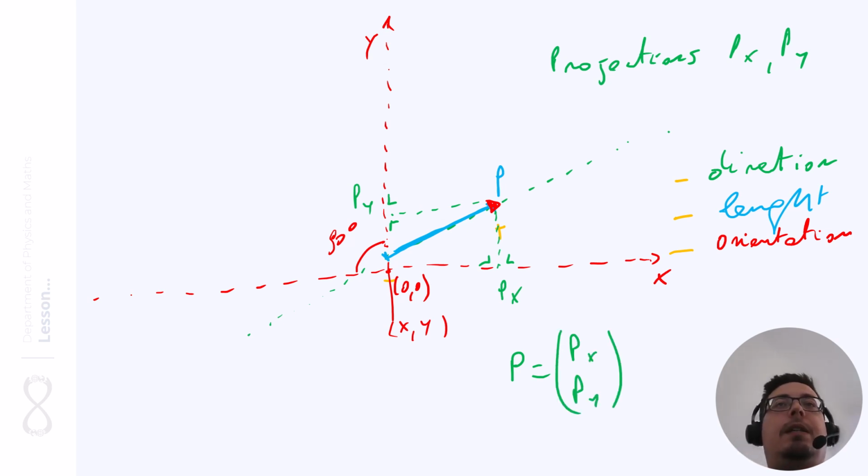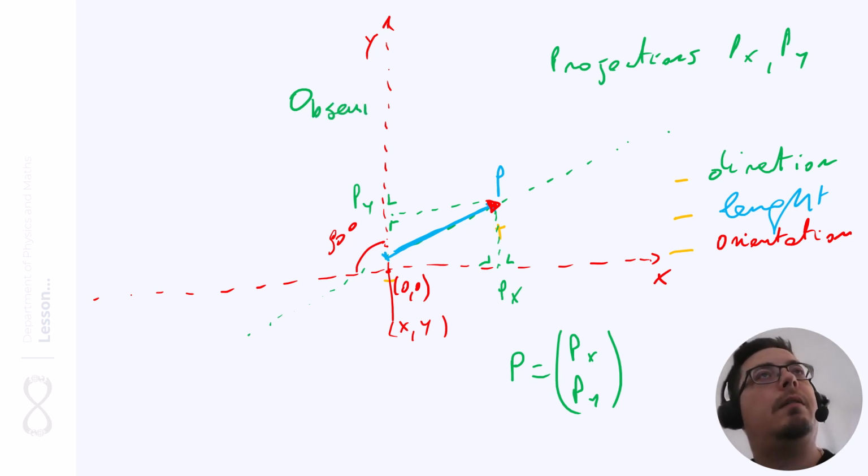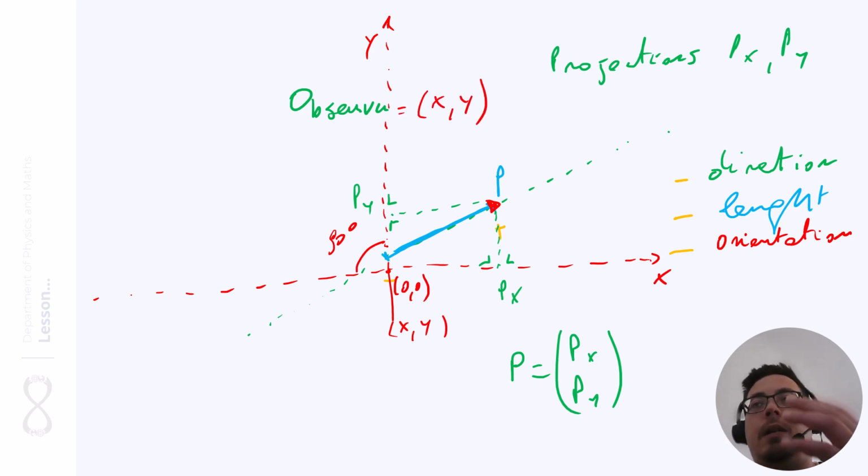But of course, this depends on the observer, because the observer chooses two preferential directions, x and y. It's very natural: when you walk around, you give directions depending on where you are. Up and down, left and right depend on where you are moving. This is the same concept here. We place ourselves here, or at the point where we want to get a reference from, and this is a way to identify your vector uniquely.